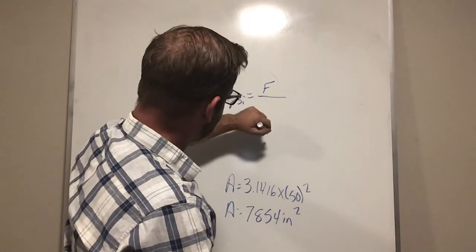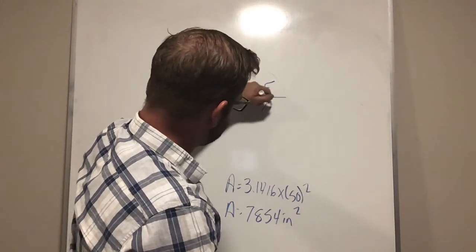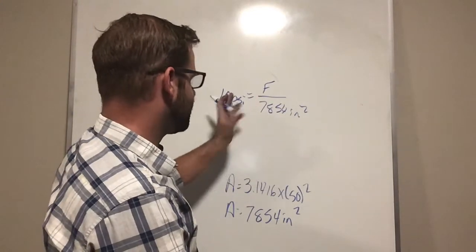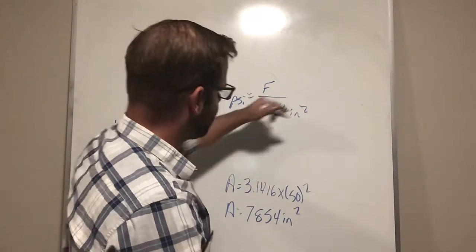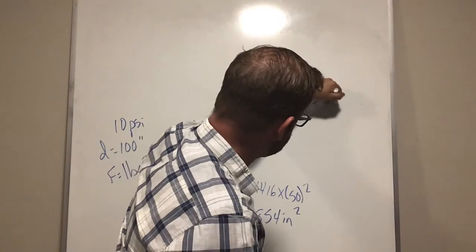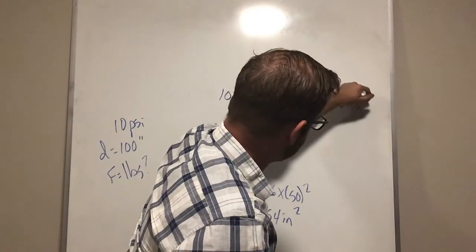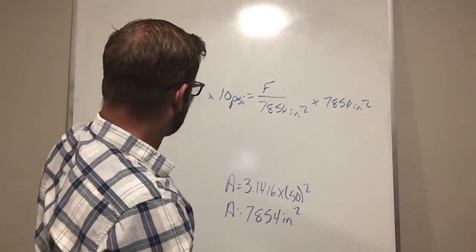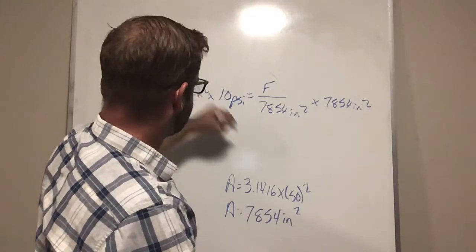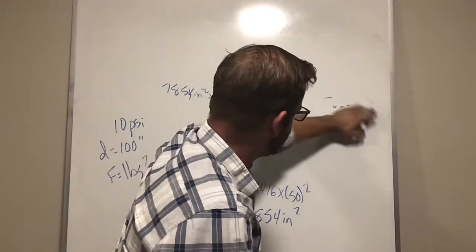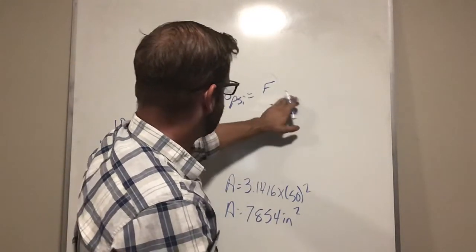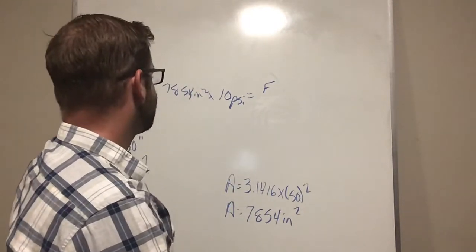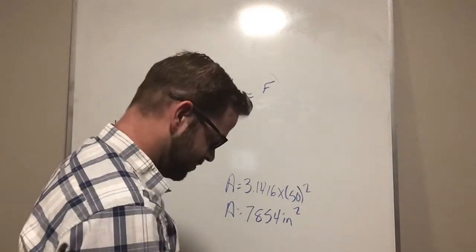So, 7,854 inches squared. All I need to do, sorry I'm not flipping them, is just move this guy over there. So I just multiply it out on both sides. I didn't actually need to erase that. Is just get rid of that guy on that side. And we have our force is equal to 7,854 times 10.